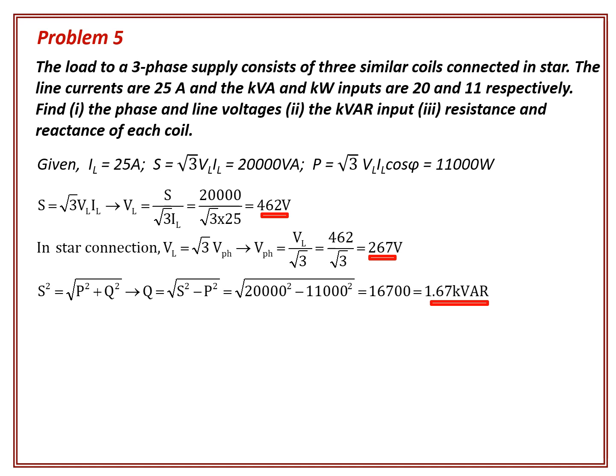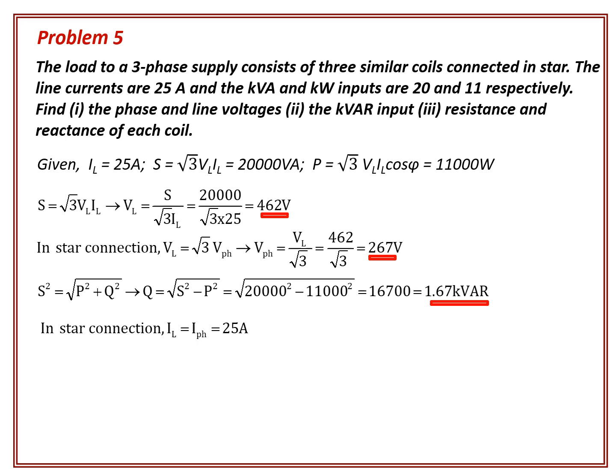Now moving on to the second part of the question, that is to calculate kVAr input. kVAr is the unit of reactive power Q. In order to calculate Q, P and S values are given in the question. The relation connecting P, Q and S is S square equal to P square plus Q square. From this equation, Q equal to root of S square minus P square. Substituting S equal to 20,000 and P equal to 11,000, we get Q equal to 16,700. In kVAr, it is 16.7 kVAr. Next part of the question is to calculate reactance and resistance of the coil.